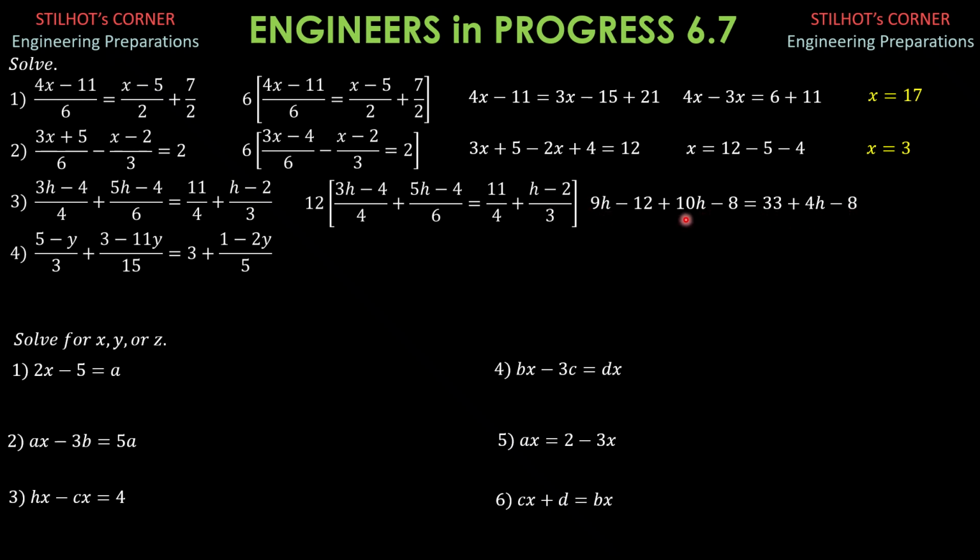So this is 19h minus 4h. This is negative 20, so 33 minus 8 is 25. 25 plus 20. So again, 19h minus 4h minus 20 equals 33 minus 8, 25. This is 5h, 15h rather, equals 25 plus 20 is 45. So h is 45 over 15, so h is 3.